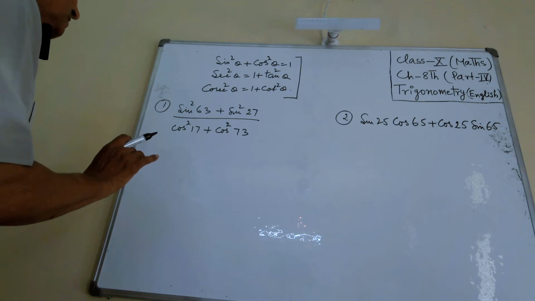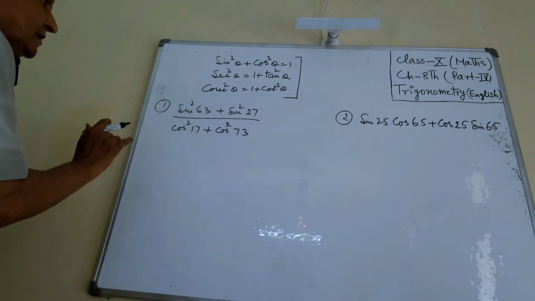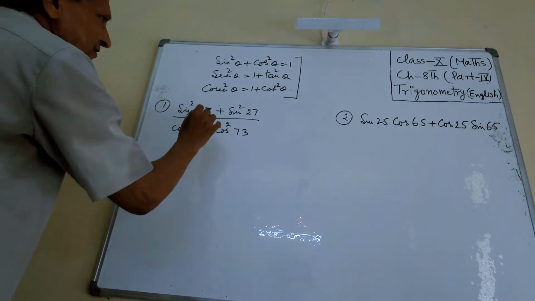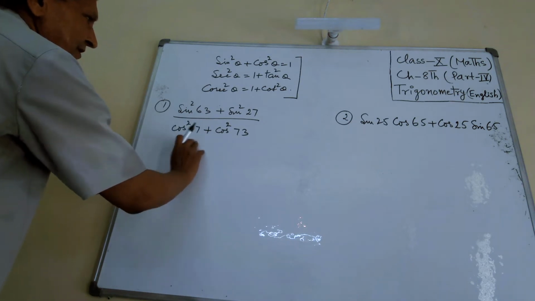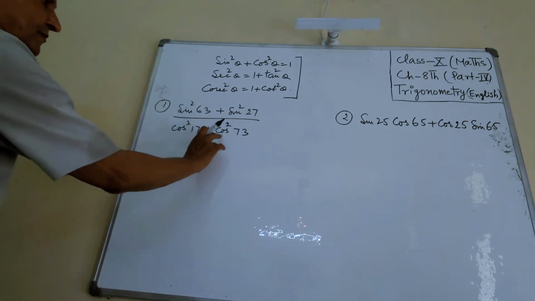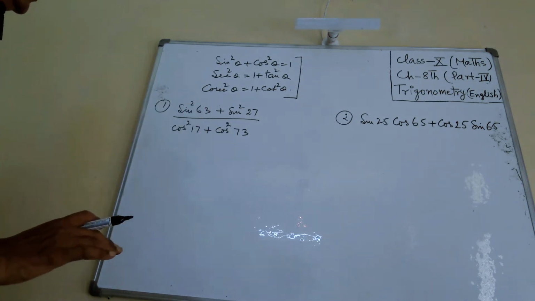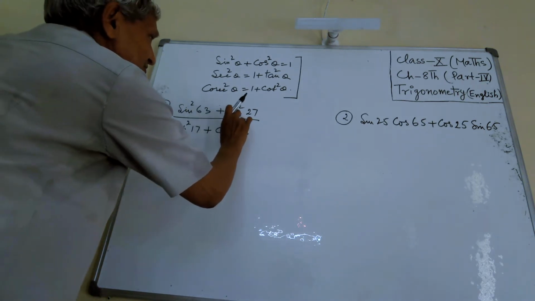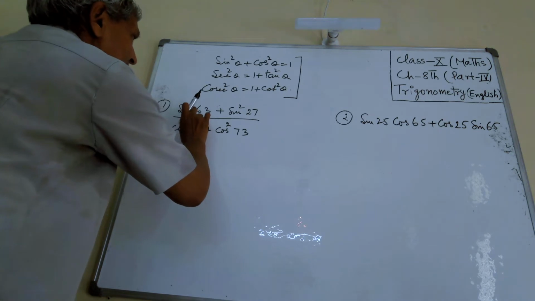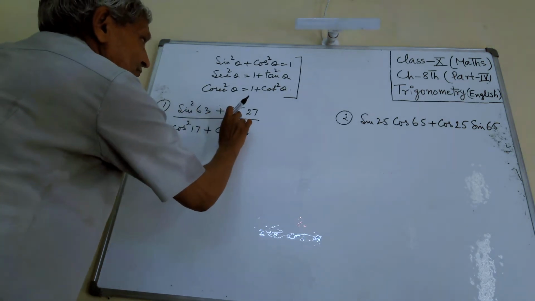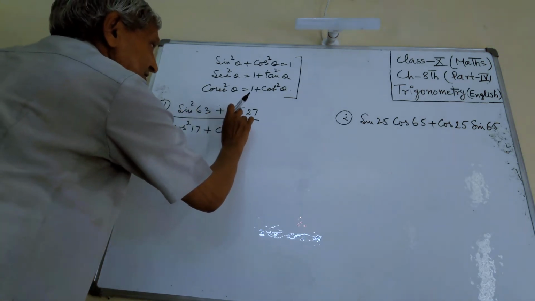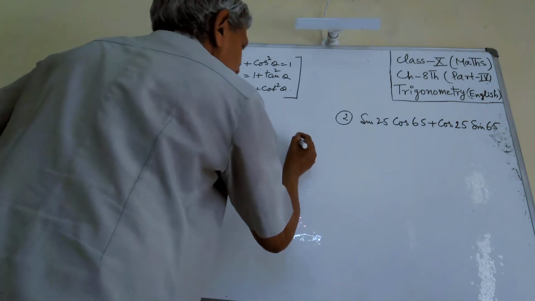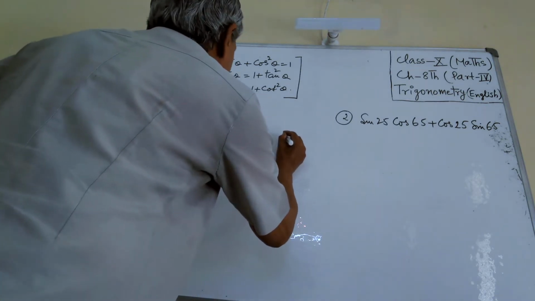Now I am taking the first question. Sin square 63 plus sin square 27, upon cos square 17 plus cos square 73. Now I want to change this. I am not going to change this. I want to make a change in the second entry.